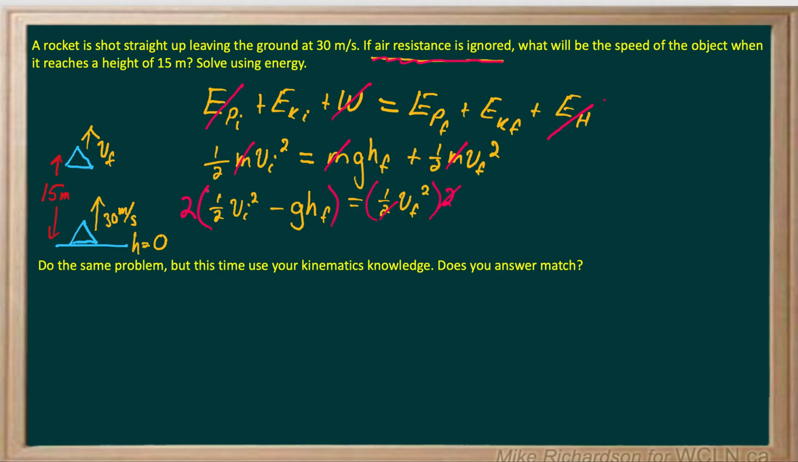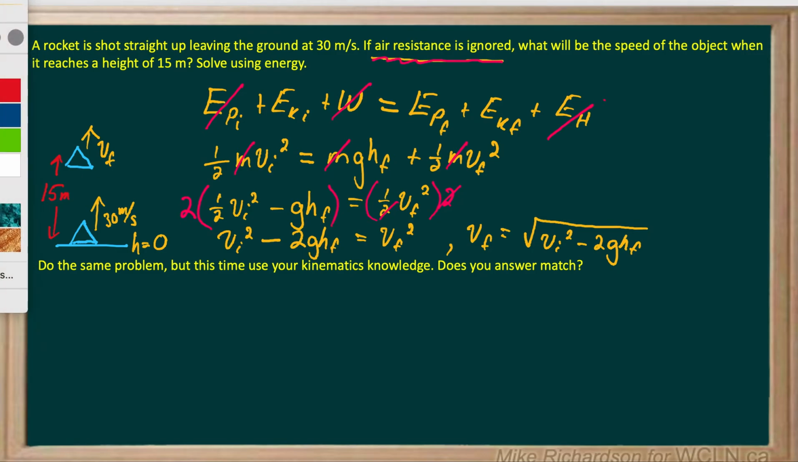And on the left-hand side, I've got to feed this 2 through. And when I do that, you can see in the first term, I get 2 over 2 v initial squared, which is just v i squared, minus, if I bring that 2 through, minus 2 g h final equals v final squared. So the last step when I'm solving this for v final is to take a square root of both sides. So v final is the square root of v initial squared minus 2 g h f.